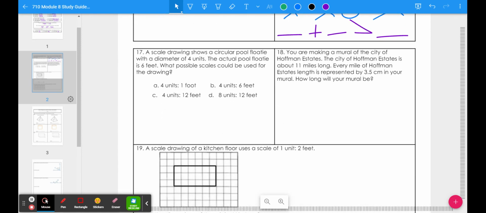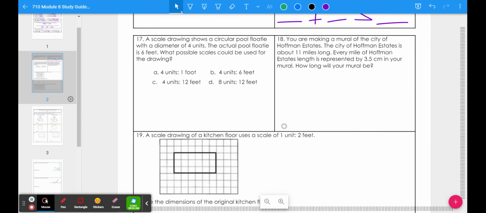Okay, so then we want to jump into 17. 17 is one of the ones where you just kind of divide it out or put it in the ratio form and see what the possible scales are. So in this case, we have 4 to 6. So we have 4 to 6. And you can also put that in fraction form.